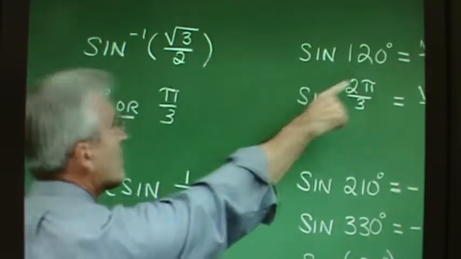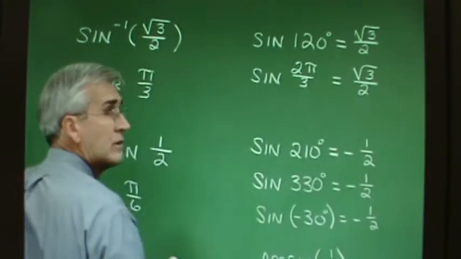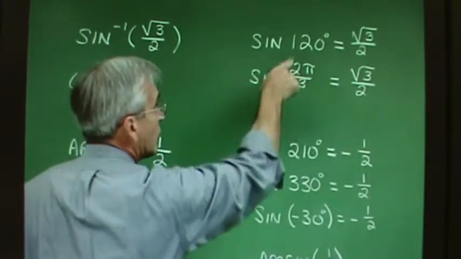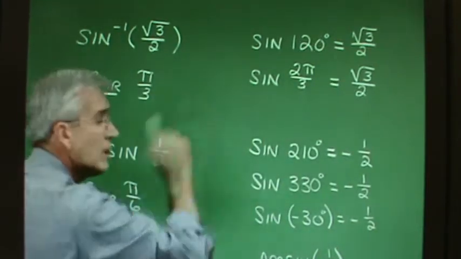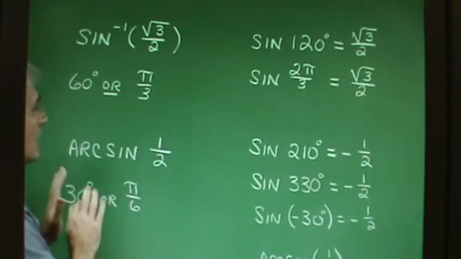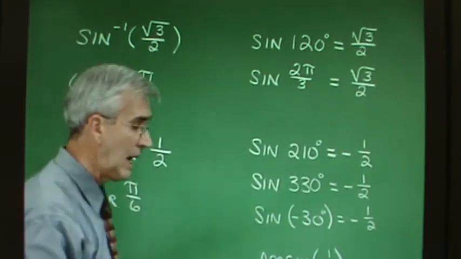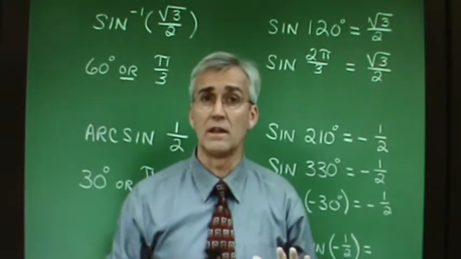Why didn't we name 120 degrees? Why didn't we name 2 pi over 3? You see, those also are angles and real numbers whose sine is the square root of 3 over 2. Why don't we name those? Why did we choose these? Well, it has to do with this inverse business having a certain domain and range quality involved in them.